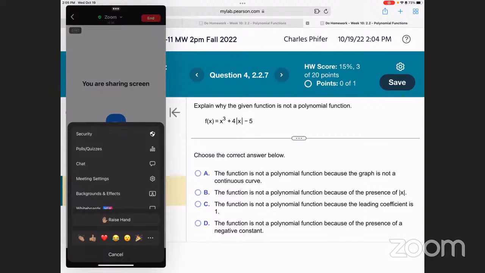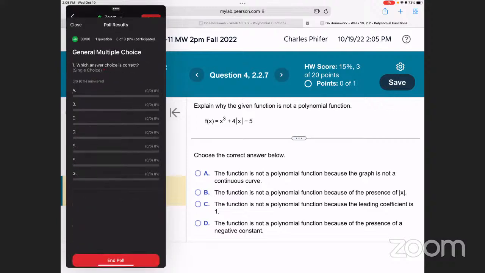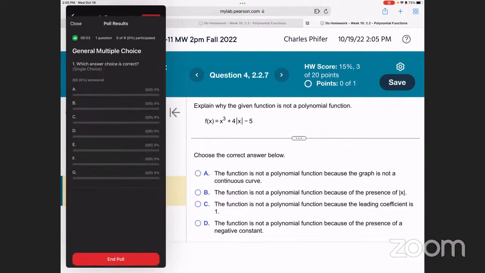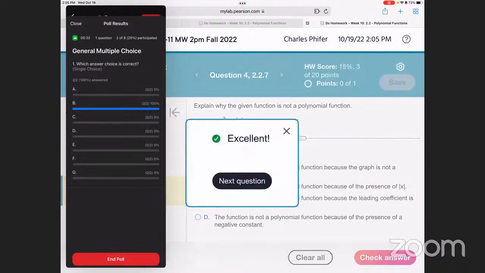So let's do a poll. General multiple choice and launch. So is it A, B, C, or D? Why is this one not a polynomial function? What do you think? All right, okay, there's a vote for B. It says the function is not a polynomial because of the presence of the absolute value of x. I can get down with that. So let's submit that one. Okay, that was good.